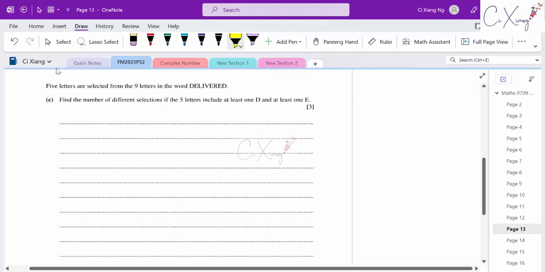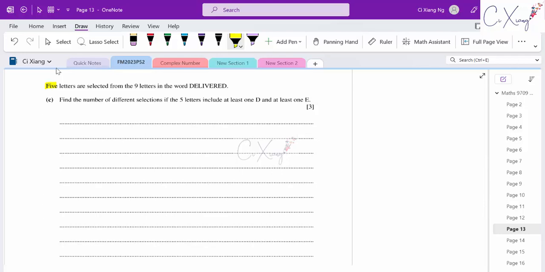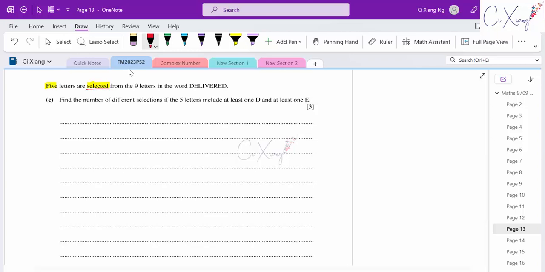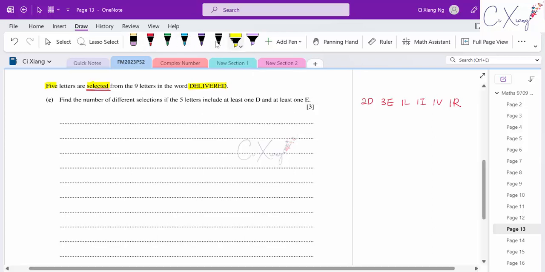Okay, so for part C, now they want to select 5 letters. 5 letters are selected, highlight the keyword selected. This is basically a keyword that tells us about the combination question. So 5 letters are selected from the 9 letters in the word delivered. Again, I will rewrite all the letters that I have before I try to select them. When we want to select the letters, this question does not involve permutation, does not involve probability. It is just the number of different selections, the number of combinations.